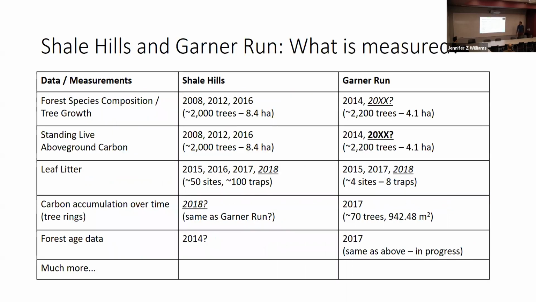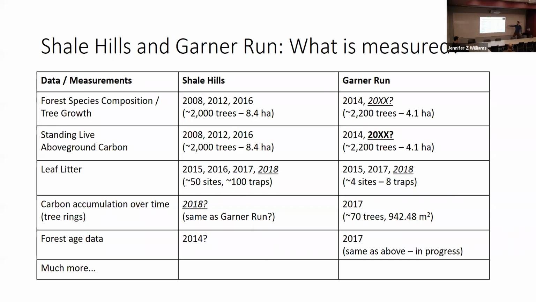So jumping into some of the data first, what are we collecting at Shale Hills and Garner Run? For some time now, forest trees out in Shale Hills have been tagged and measured since 2008, and they're measured in periods of every 4 years. There's about 2,000 trees. It takes a big effort for everybody to go and find, measure, and make sure that the data match up. And at Garner Run, we have a similar style of forest measurement where we have 2,000 trees tagged and measured in a transect basis. So far, there's only been one measurement period for that watershed.